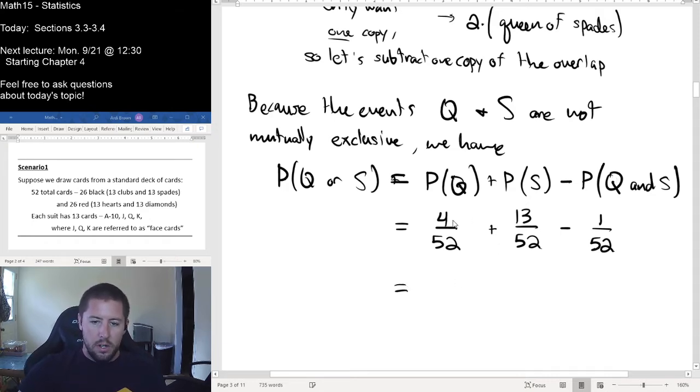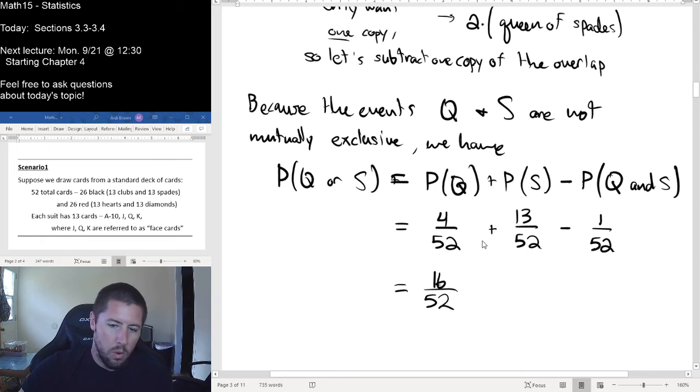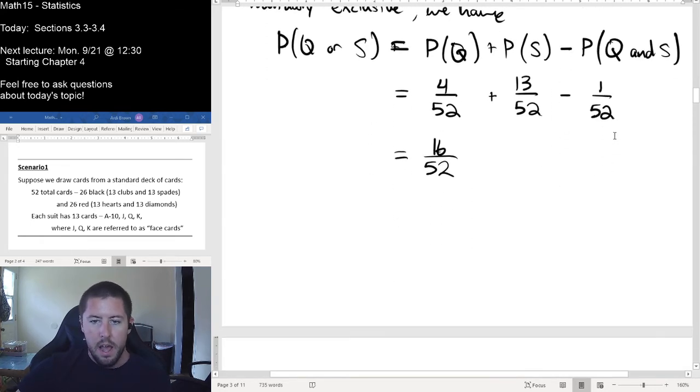So it looks like in total up top here, 4 and 13 is 17, minus 1 is going to give us 16 out of 52 cards are going to be a queen or a spade, or I guess we could say both. And I don't have any interest in reducing that fraction right there. And again, if you're unconvinced, then you should just list the cards that we're actually talking about here.